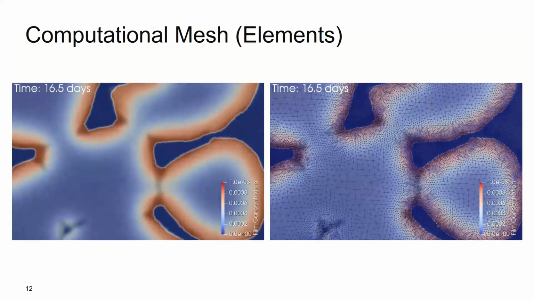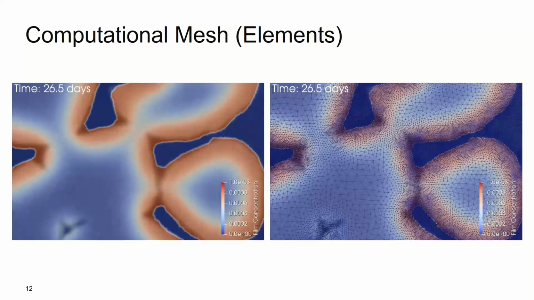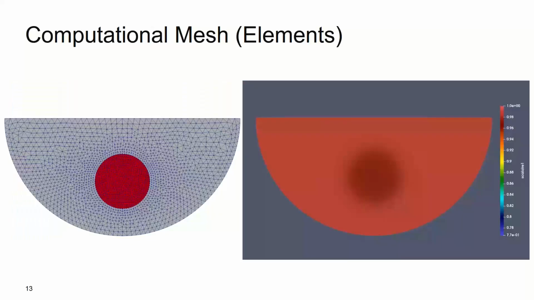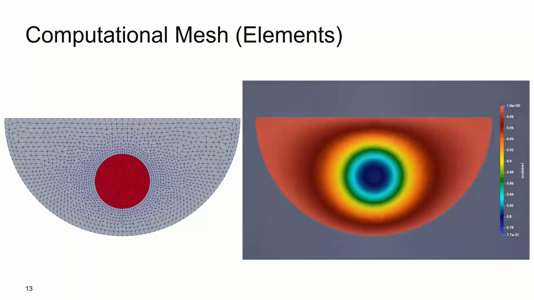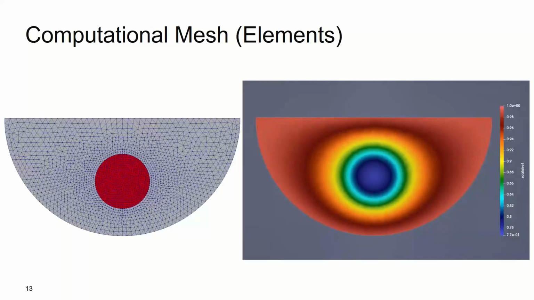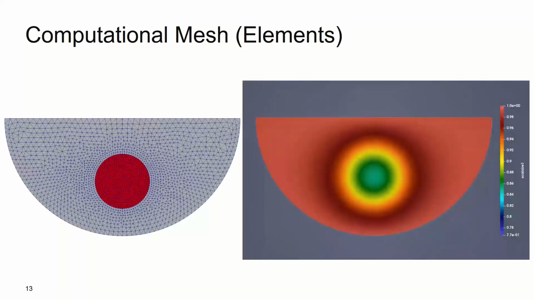I will show you more examples where you refine the mesh, the size of the elements, in regions that are more important for you. This is another example for the cell viability, where you can see the multi-material mesh. We have two regions, in gray and red, and on the right, it is the visualization.